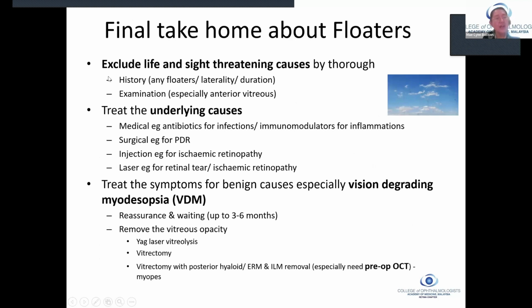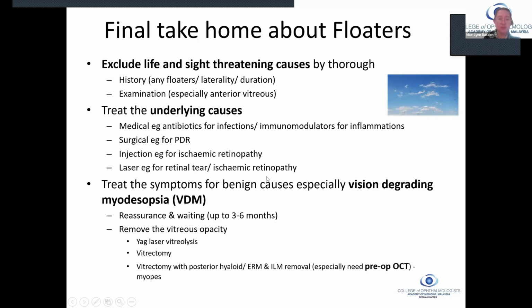Thank you for listening to this really interesting look at floaters. We should always exclude life and sight-threatening causes by thoroughly taking a history, especially noting the floater laterality and duration. The examination should include anterior vitreous examination, treatment of the underlying causes. So we consider the options of medical, surgical, injection, or laser. We have options, and these should be specific to the underlying cause.